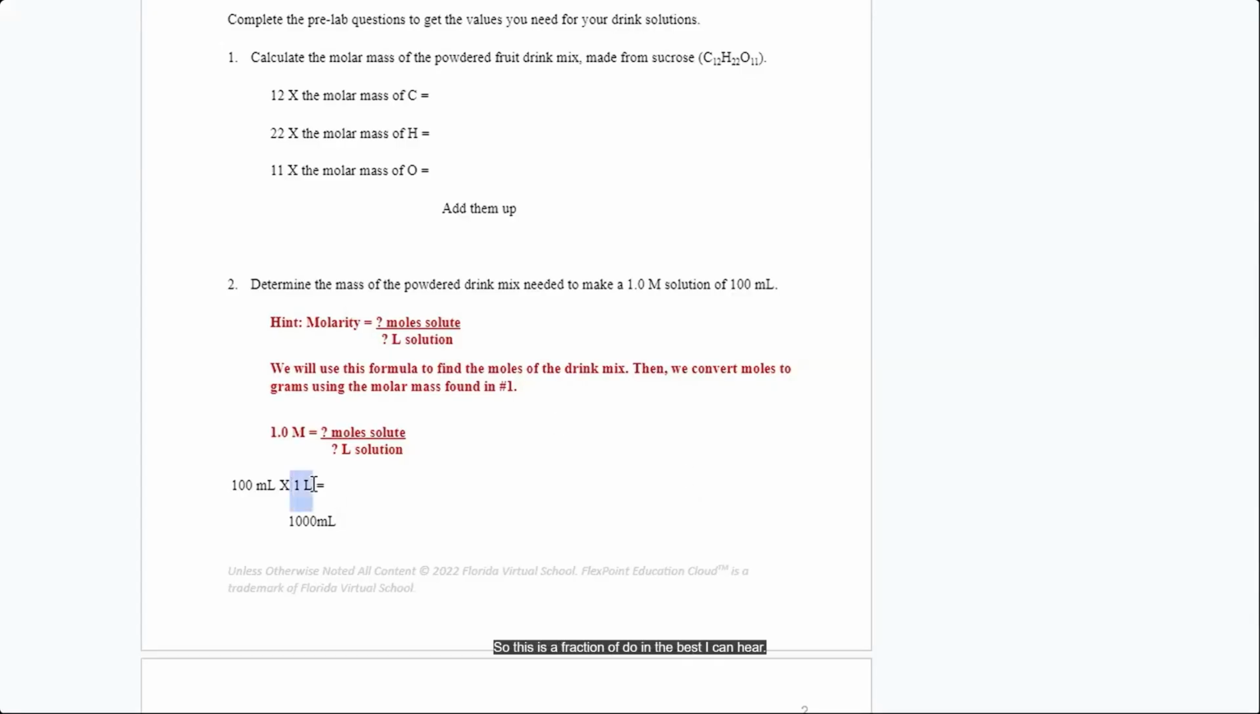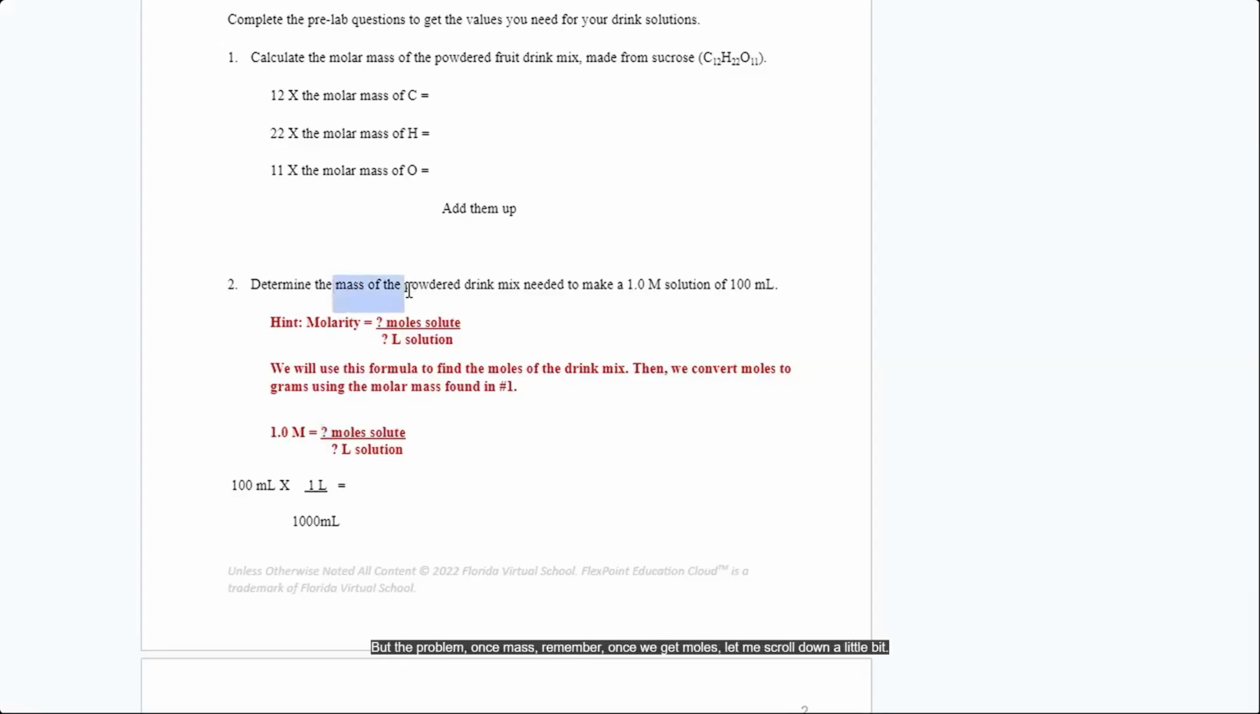So this is a fraction. I'm doing the best I can here. So 1 liter divided by 1,000 milliliters, and that is going to equal your number of liters. So 100 milliliters divided by 1,000, that's how many liters. That number is going to go here. And now we have values of 2 of our variables. We can rearrange, solve for the number of moles.